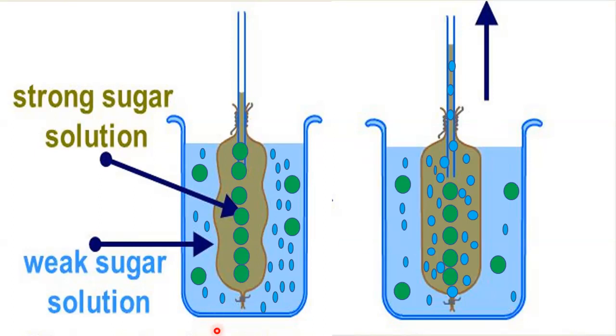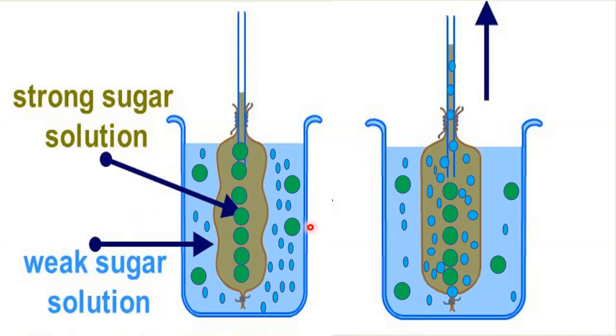Here is a situation in which we have a beaker filled with water, more water and less sugar. You can see more water molecules inside the beaker and fewer sugar molecules. 1, 2, 3, 4 molecules represent sugar. So this solution is a weak sugar solution with more water and less sugar.